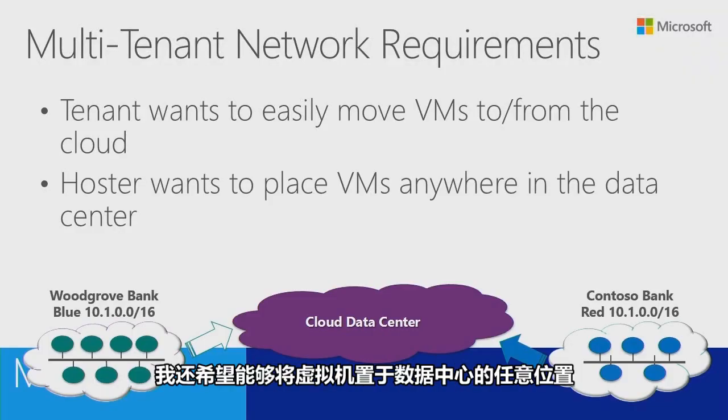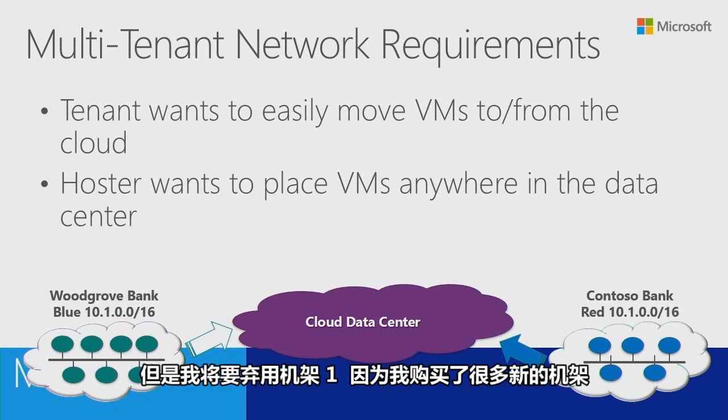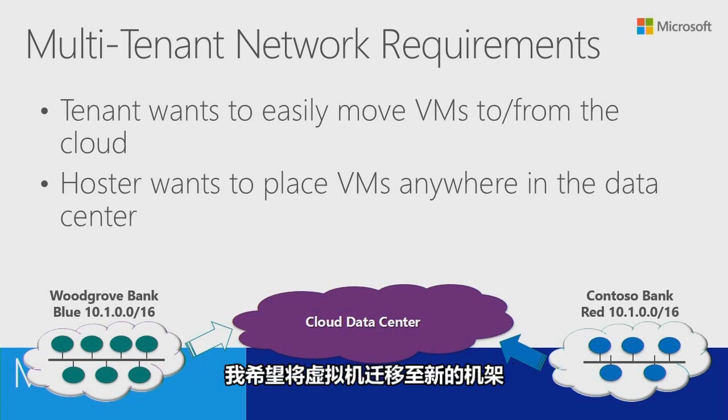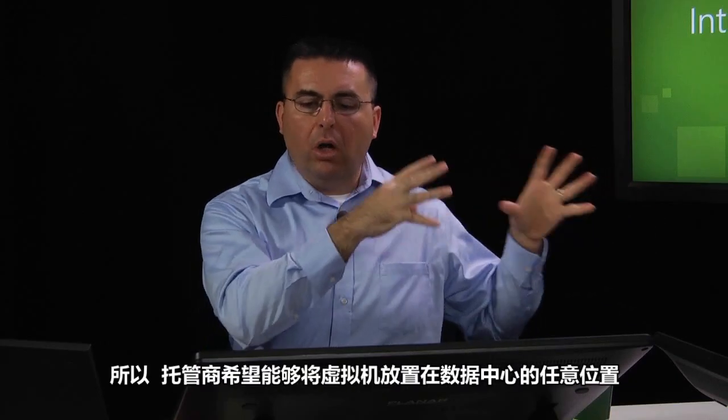As the hoster, or the organization providing the private cloud, I also want the ability to place VMs anywhere in my data center. So for example, if I take a VM from a customer and I'm running it on rack 1, but you know what? Rack 1 is about to get deprecated because I just bought a whole bunch of new racks and I want to move them over to the new racks. If I can't move it off that rack 1 because it's running in a different network location or it gets pinned by its network identification, that can be a real challenge. So really, hosters want to be able to place VMs anywhere in their data center.